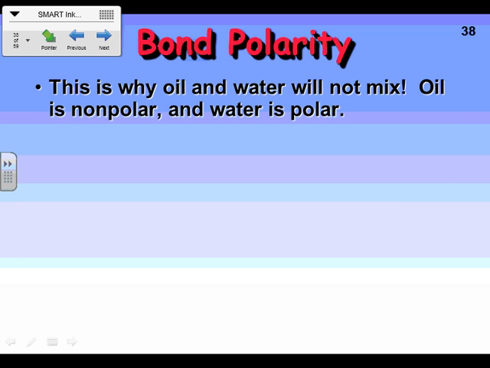All right, so polarity is why oil and water won't mix with one another, okay? Oil is nonpolar, water is polar. So polar things don't mix very well with nonpolar things, and nonpolar things don't mix very well with polar things. There's a little expression we have in chemistry, and I don't think this is on your notes, but it's likes dissolve likes. You might write that down.